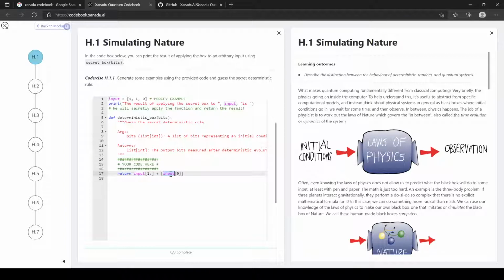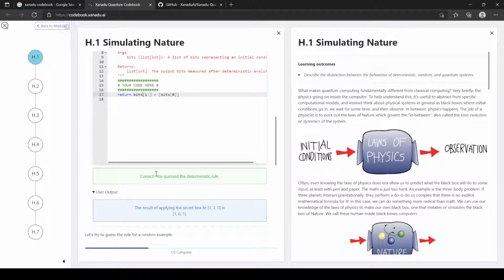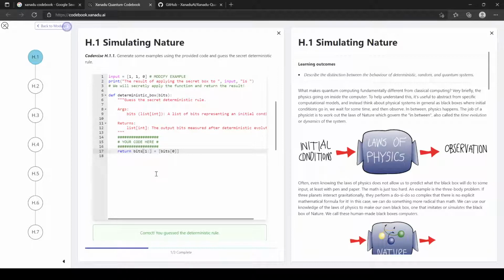Oh, this should be bits. I see. Again. Hey, what do you know? I guessed it right. I figured it. I mean, I don't know how I guessed that right, actually. I promise that I haven't done this before.